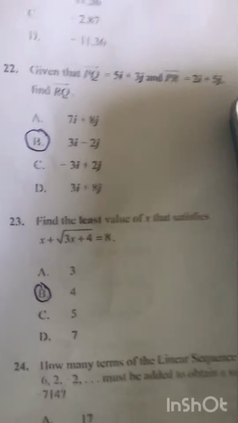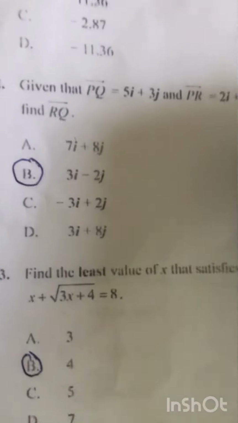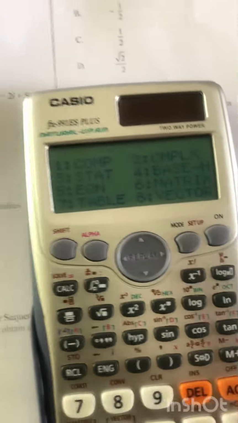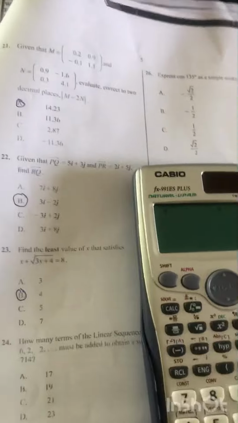I have another question under equations. Find the least value of x which satisfies this equation. So this is very simple. Already it's in complex, so I move out from complex to the comp mode or compound.